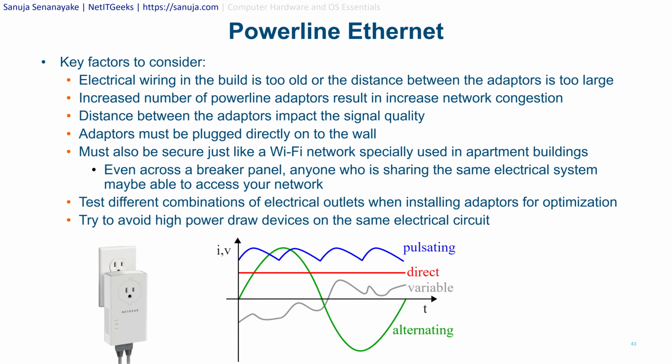And also try to avoid high power draw devices on the same electrical circuit. So what that means is basically if you plug these Powerline Ethernet adapters into the same circuit as, let's say, a device such as a microwave oven or a very large oven, what's that going to do? It's going to suddenly draw high power, right?